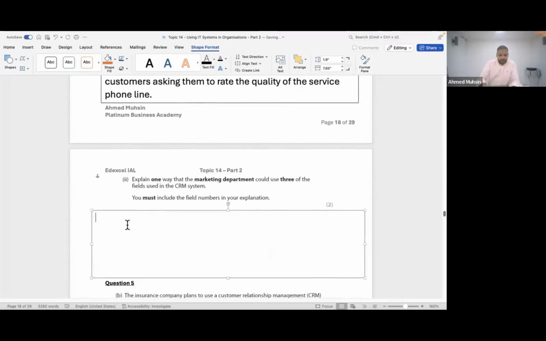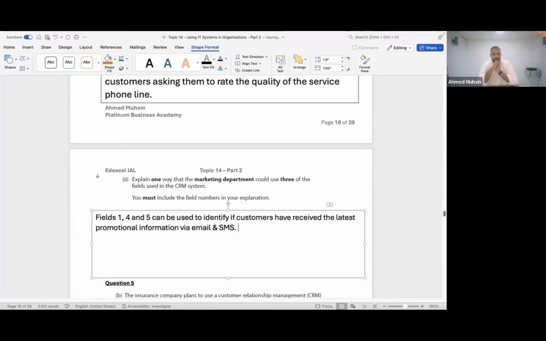Okay. Fields 1, 4, and 5 can be used to identify if customers have received the latest promotional information via email and SMS. Okay, fields 1, 4, and 5 can be used to identify customers have received the latest promotion information via email and SMS. Right. Any other fields that we can do?